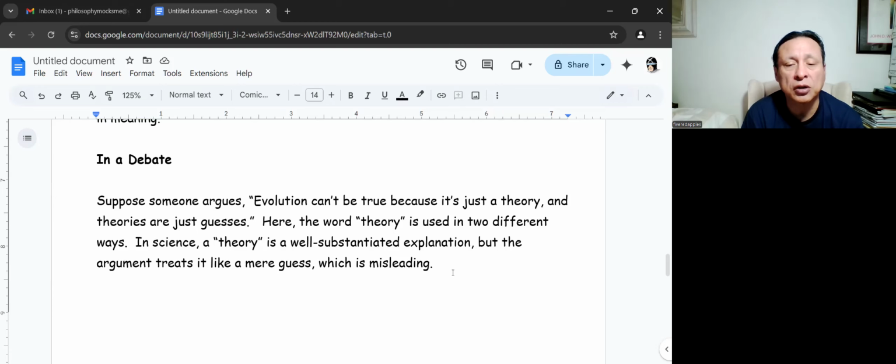Okay, so in a debate, suppose someone argues evolution can't be true because it's just a theory. This is not a good argument, by the way. Like this is a terrible argument. Not that it can't be true, but let's say evolution is unlikely to be true because it's just a theory. It's a stronger argument when you say unlikely because it's harder to defeat. That it can't be true is easy to defeat, but unlikely to be true is harder to defeat. The weaker your claim, the harder it is to defeat it, right?